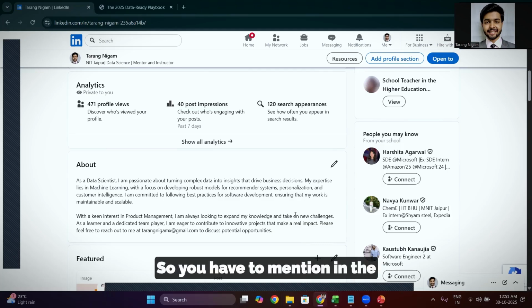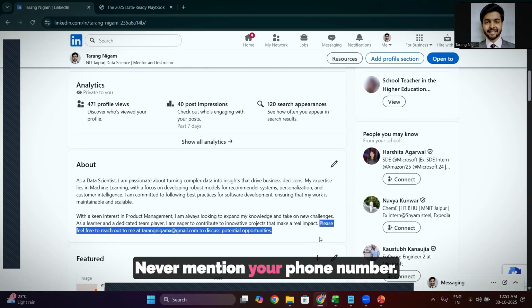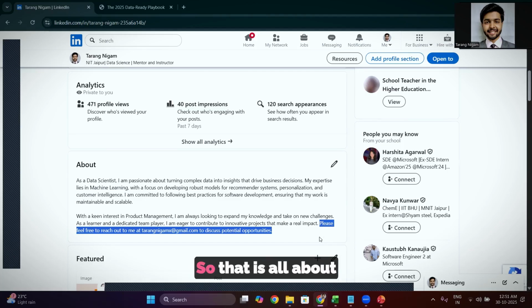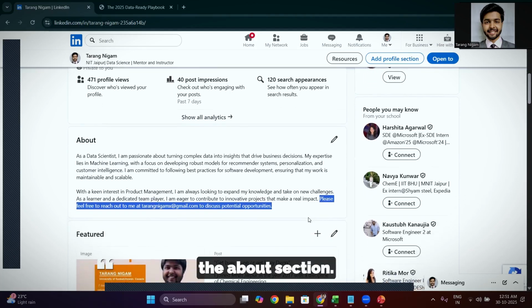So in the About section, you have to mention deeply what your passion is, what your interest is, what things you've done, and how you can help them in the project. Always make sure that you mention your mail ID there. Never mention your phone number. That can be misused. So I always advise the students and learners to please mention your mail ID rather than your phone number. Okay, so that is all about the About section.